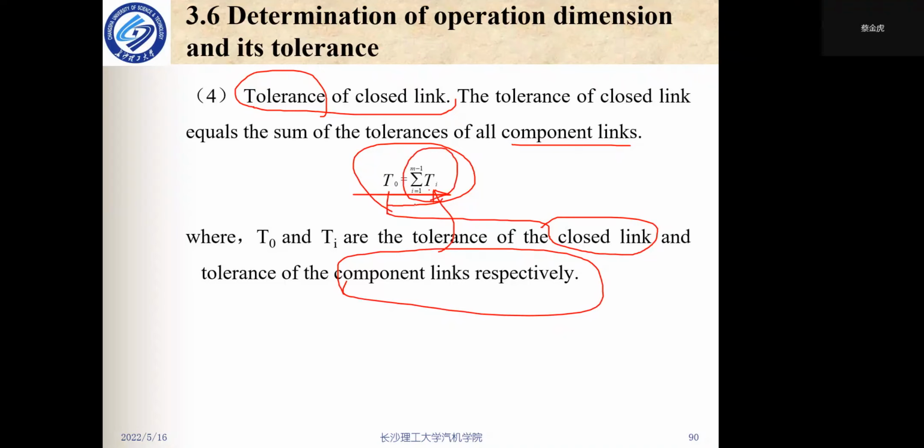This equation comes out of the definition of closed link. We have named that closed link is the last formed dimension in assembly process or machining process, called the closed link because the closed link comes from the component links. So therefore, the tolerance of closed link is calculated by the summation of the tolerance of all component links.